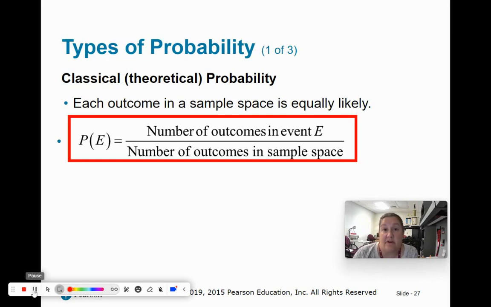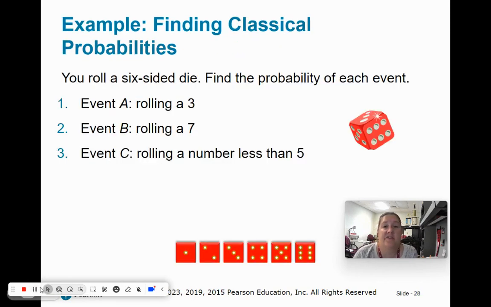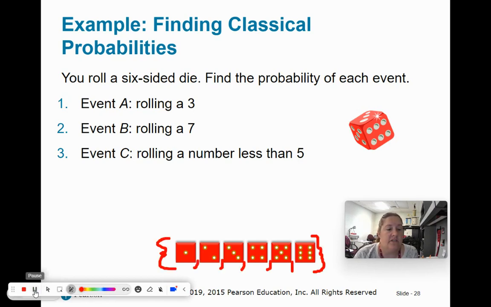This is based on theory. So let's roll a 6-sided die. You're going to find the probability of rolling a 3, rolling a 7, rolling a number less than 5. Down below at the bottom of your screen, you see our sample space. So when we ask how many outcomes does a 3 happen, that's only once out of 6 total. So there's the probability for the first one.